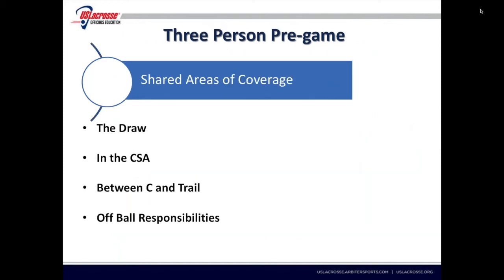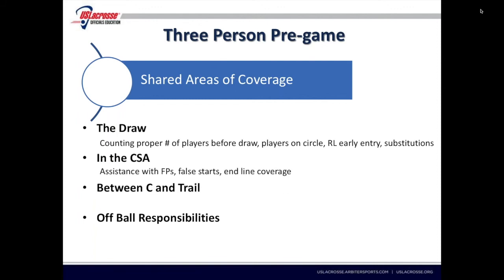Discussion on shared areas of coverage includes the draw. Who's counting the proper number of players for each team? Who's watching players on the circle and monitoring early entry? In the CSA, how are we helping with free positions? Handling false starts. Are we flagging them or are they an immediate whistle? And end line coverage in the coffin corner. How much help do you want from your C?